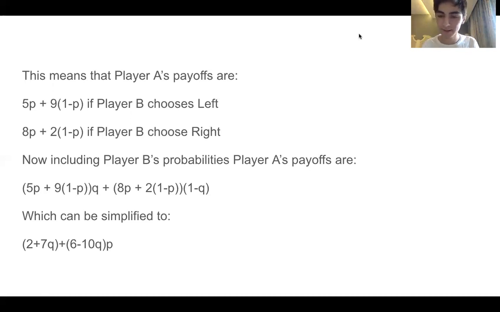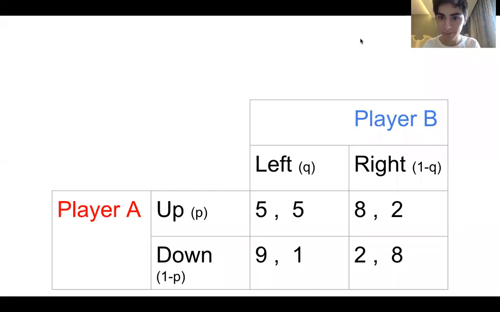All right, somebody wants to see the table. Here you go. Here's the table.